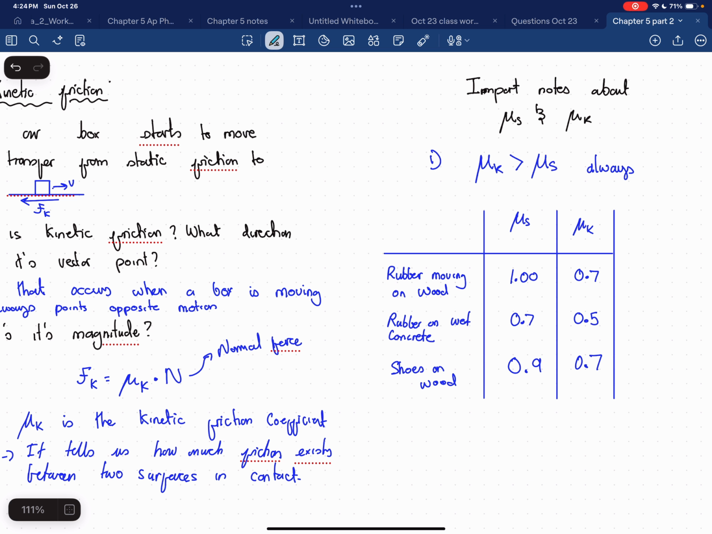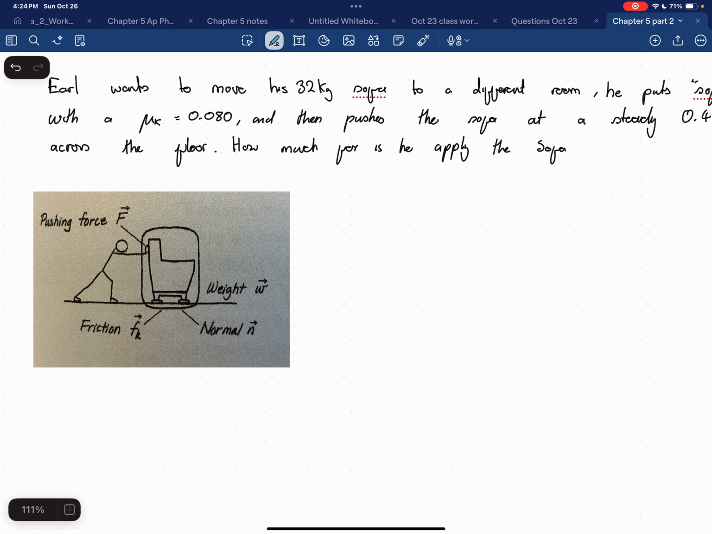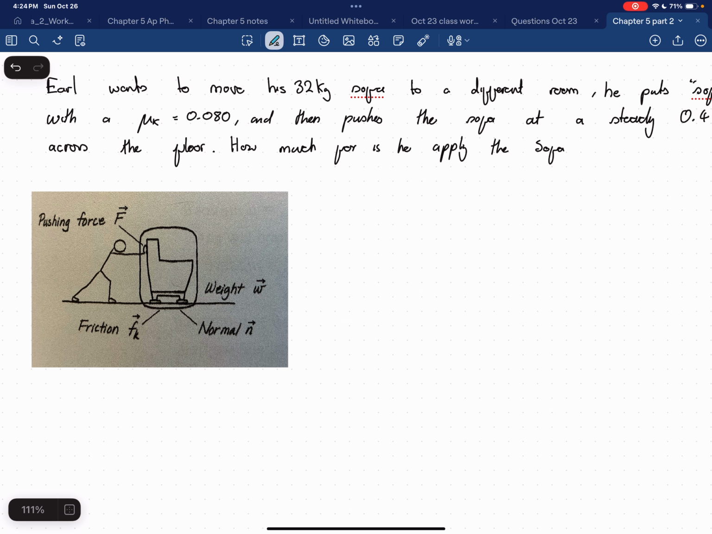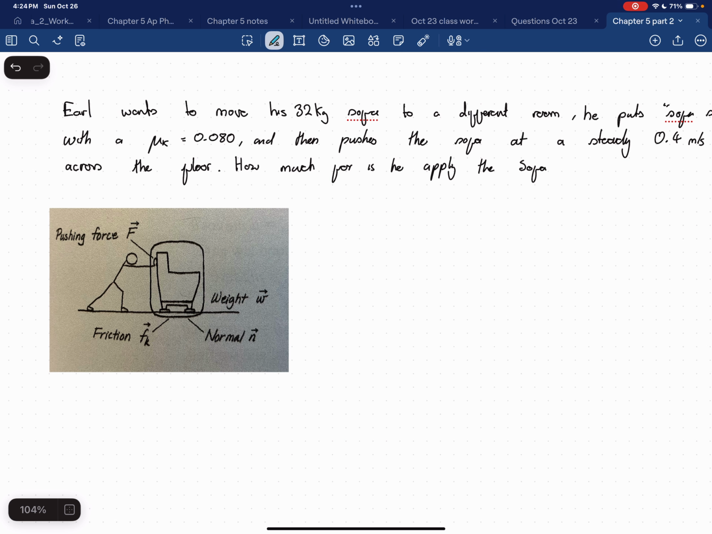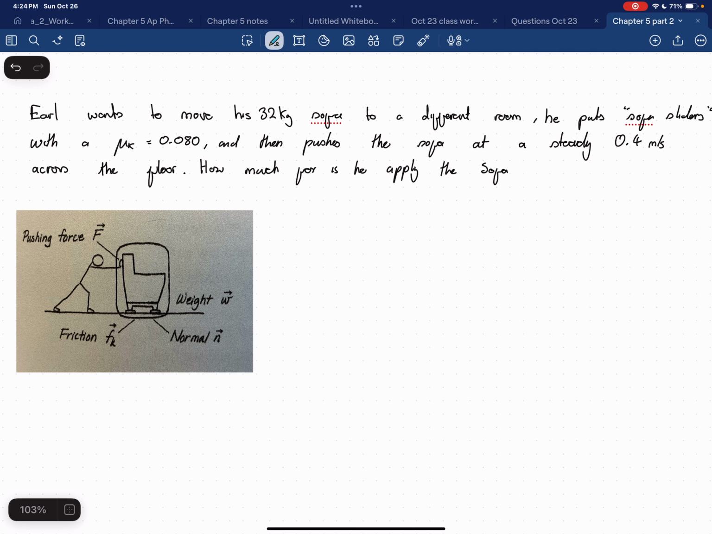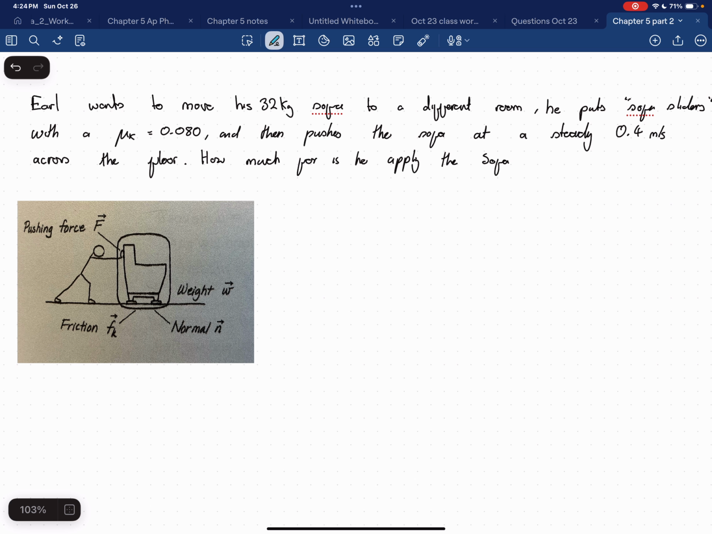All right, let's move on to some problems. Earl wants to move his 32 kg sofa to a different room. He puts his sofa on sliders.